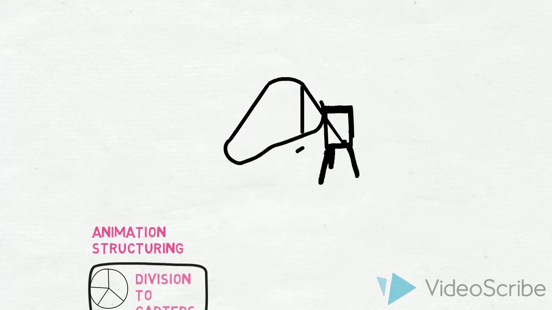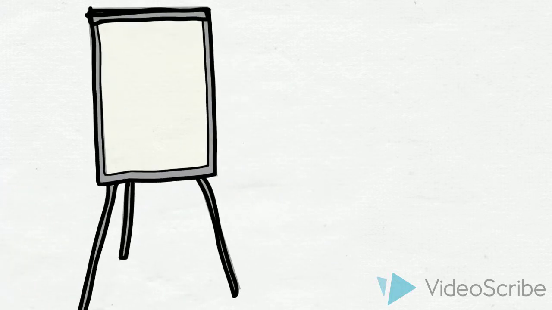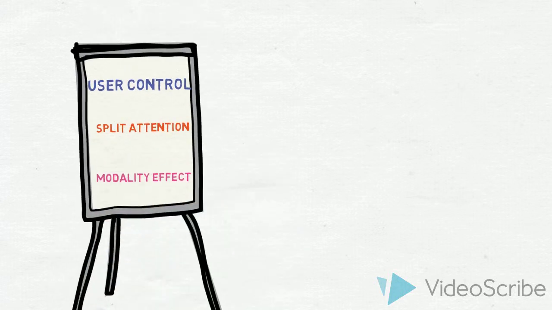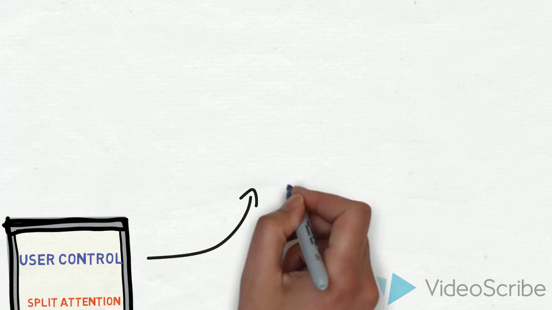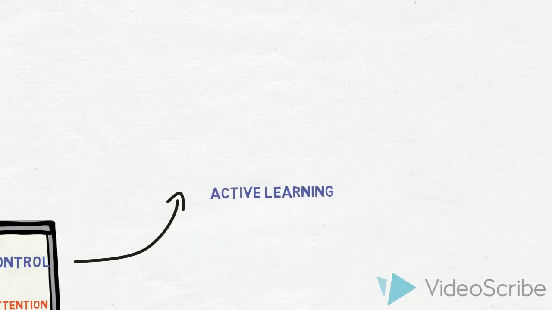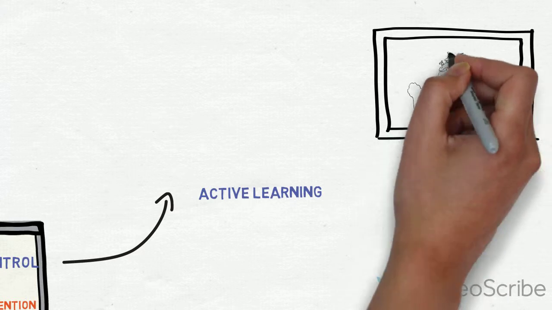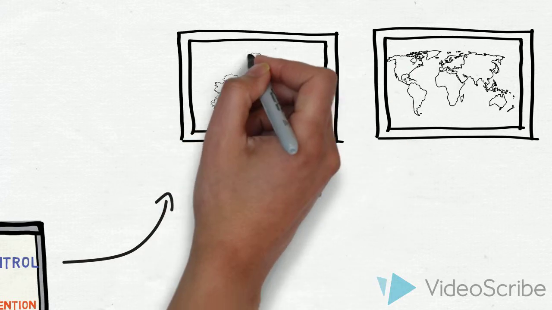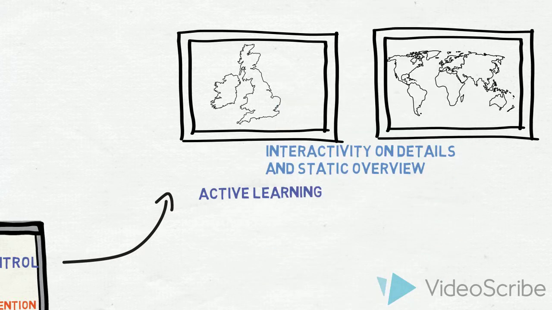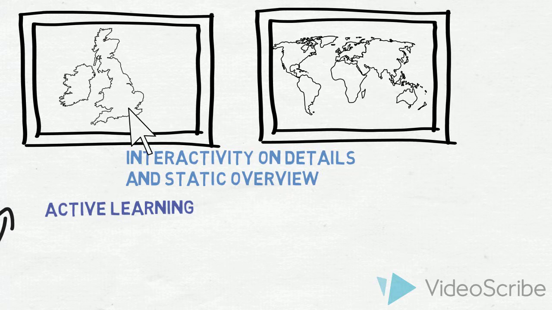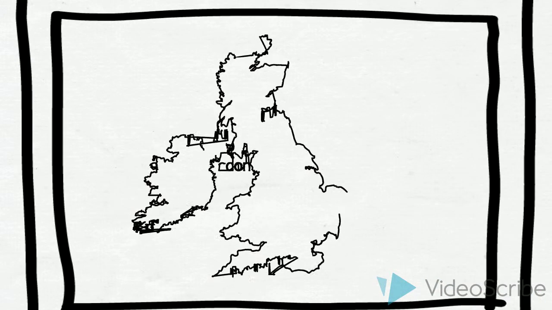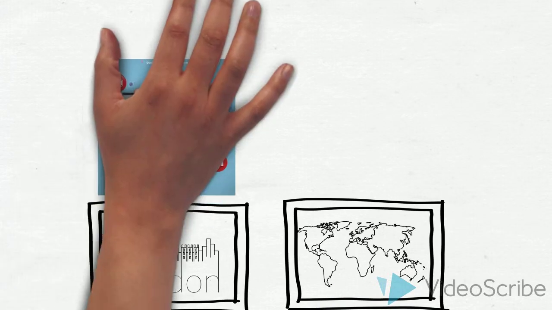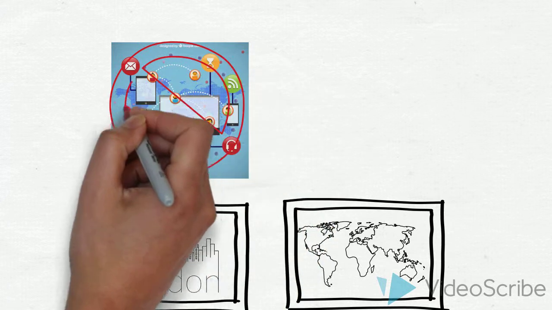There are still 3 other important issues related to animation that we need to consider. The essential animation-related topics are user control, split attention, and modality effect. In user control, by controlling the map, the user is an active learner and not a sheer passive reader. Interactivity is good for focusing on details, and for an overview it is recommended to use non-interactive maps. And we should always remember, too much interactivity could also be destructive. Balance is essential.